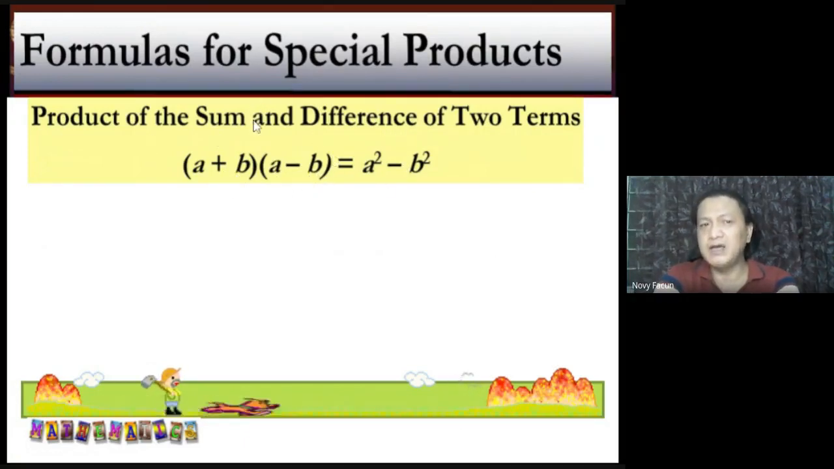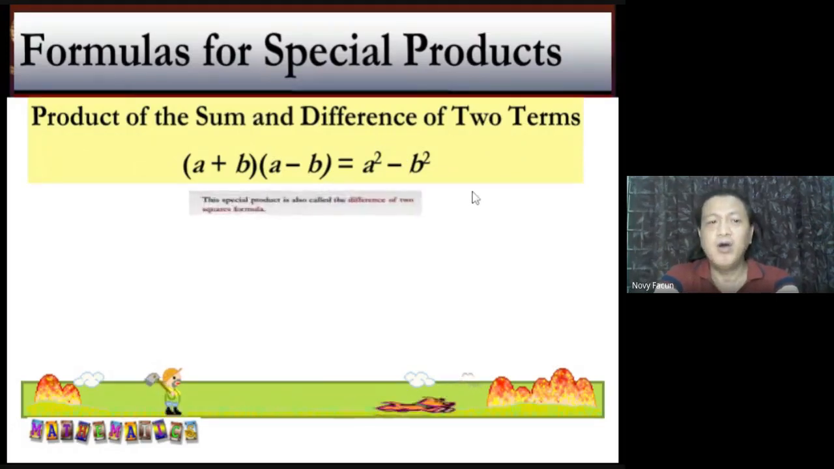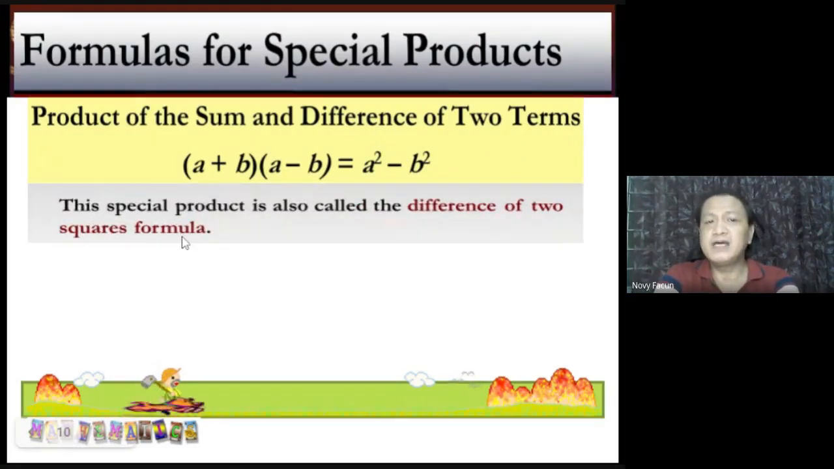So meaning when we simplify this expression, just square your first term. And square the second term as well. Then copy the minus. Always minus because this is the product of sum and difference. Or this special product is also called the difference of two squares formula. Okay, that is why it is a difference, so the minus will be in our final answer.